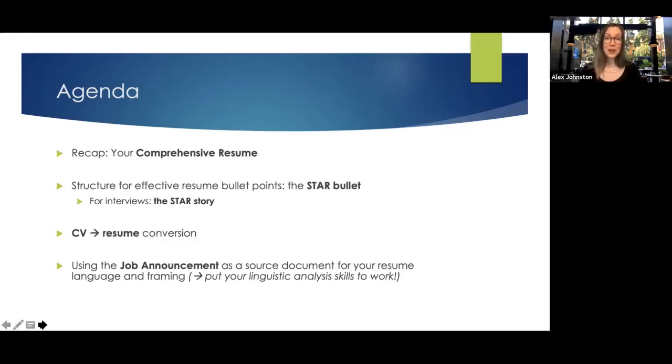And this is how you can put your linguistic analysis skills to work. Everything you already know about being a linguist will help you in your job search and in your resume writing. Because what are we if not experts in analyzing linguistic data and looking for patterns? So consider your resume and the job announcement and any accompanying materials as your linguistic data. And we'll be seeking out patterns that you can use so that you can position your resume to make it a good fit for the job announcement that you're interested in. You already have those skills. This is just a new area of genre analysis for you.